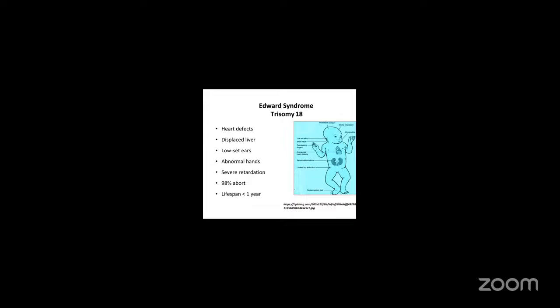Now here also the defects are heart defects. The liver will be displaced, and they have low set ears. Their ears will be very low. They have abnormal hands, and severe retardation will be there, and 90% abort. They are very, very small, and their lifespan again is less than 1 year. So they cannot live for longer.